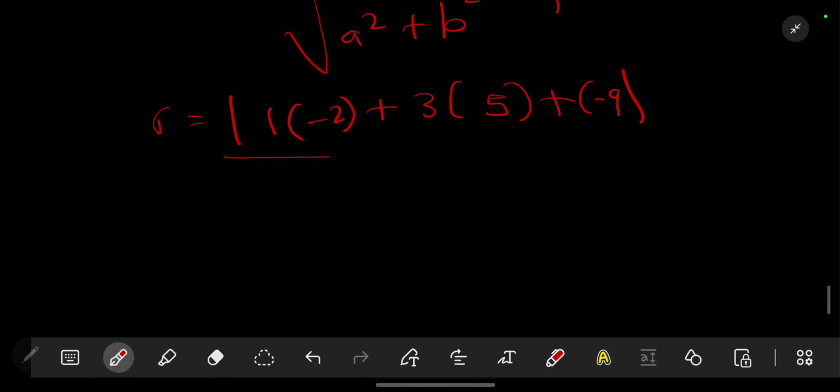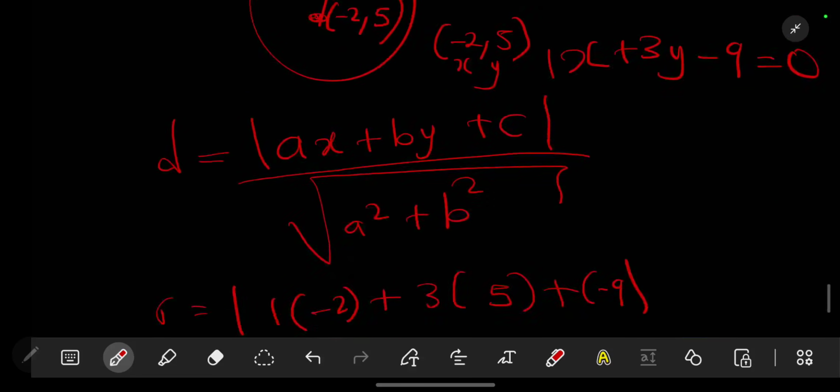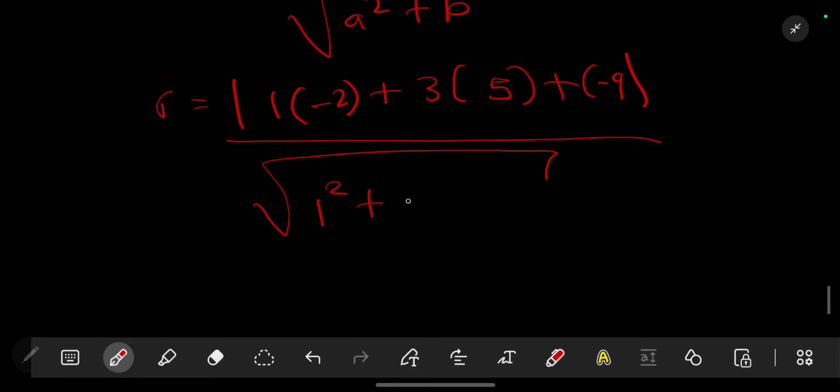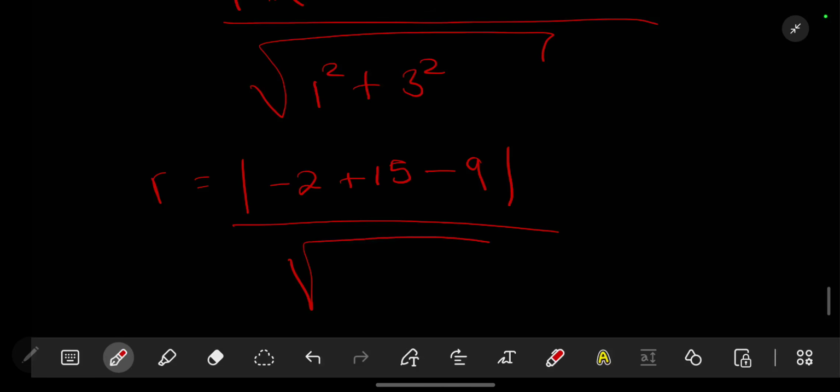Absolute value over the root of, what's our a squared? So our a squared is 1 squared. So we have 1 squared plus our b is 3. So we have 3 squared. So r is equal to 1 by negative 2. It will be negative 2. 3 by 5 is 15. Then we have negative by positive. It will be negative 9, like that. Over the root of, we have 1 squared is 1 plus 3 squared is 9, like that.